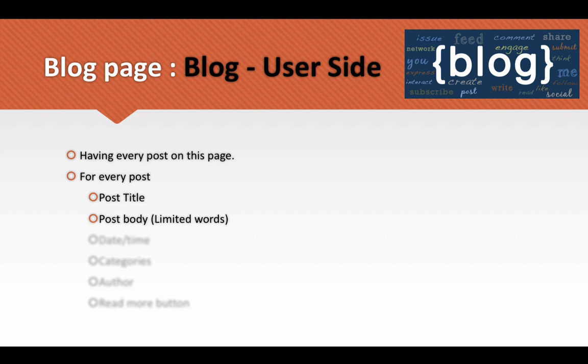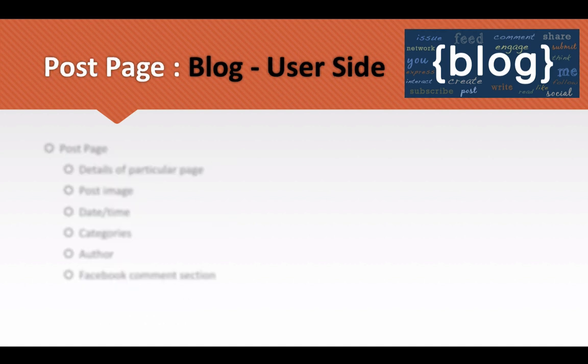I forgot to include the image here, but we will have the image also, name and some text, let's say 250 characters, like that. And then we will have the date, time of published, then category, author name. That is very important because every author wants to get his name on the blog. And then a read more button, simple.